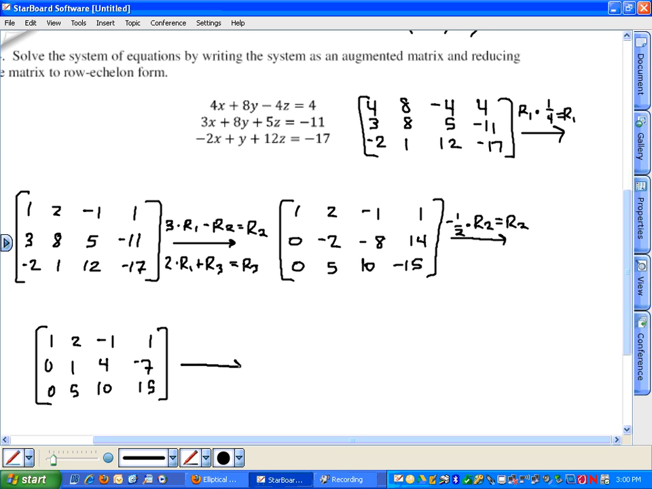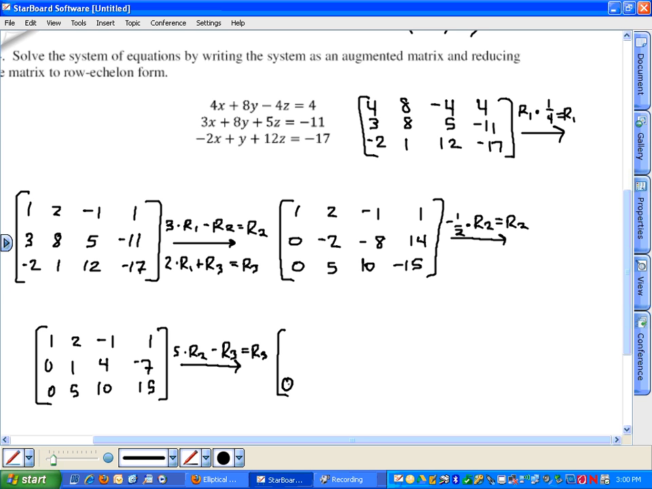Okay, now that I have a leading entry of 1 in that middle row, beneath that should be a 0. So if I multiply row 2 by 5 and subtract row 3, 5 minus 5 is going to be 0. So if I take 5 times row 2, subtract row 3, that's going to equal row 3. So row 3 is the row that's changing.